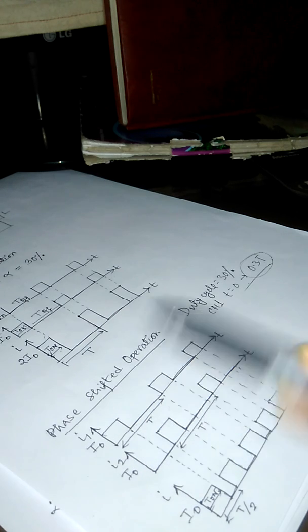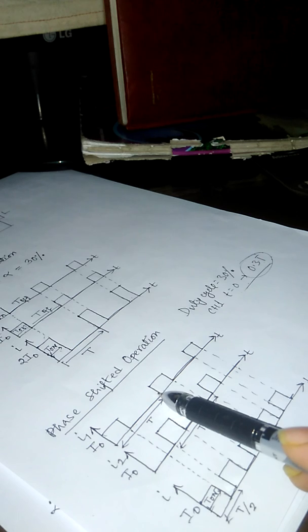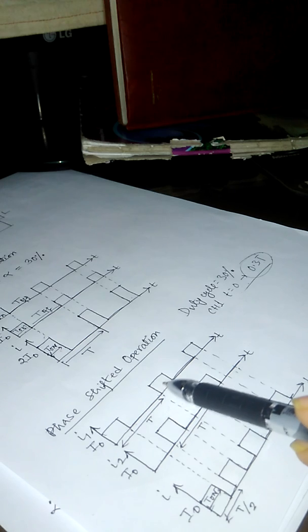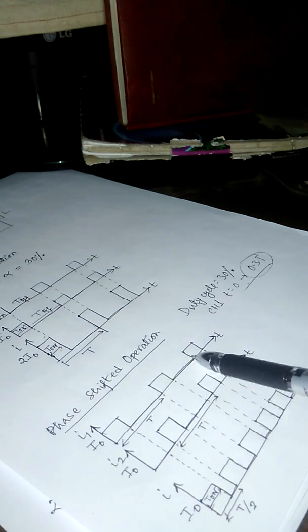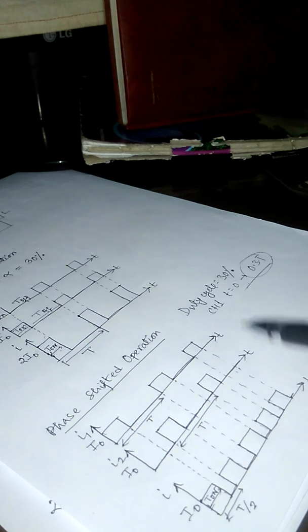Now see, when chopper 1 is in conducting mode, chopper 2 is off. Then chopper 1 is in non-conducting mode, chopper 2 is in conducting mode. Again in the next cycle, chopper 1 goes to conducting mode, and chopper 2 is in non-conducting mode. Then chopper 1 goes to non-conducting mode, and chopper 2 again goes to conducting mode. That means in phase shifted operation, the two choppers function at different instants. So for this reason it is called phase shifted operation.